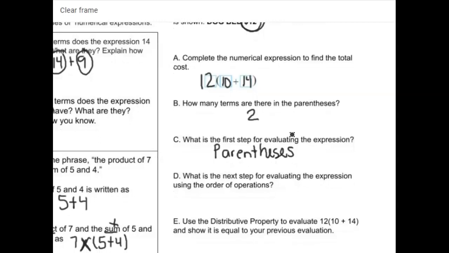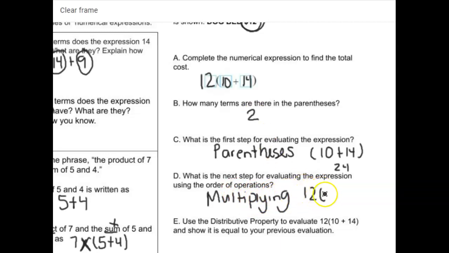After we solve the parentheses, so when we did that, I did 10 plus 14, and that gets me 24. The next thing I'm going to be doing is multiplying. I'm going to take 12 times 24. So some of you might not have seen this before. When a number is right next to a parenthesis, that means multiplication. And 12 times 24 is 288.